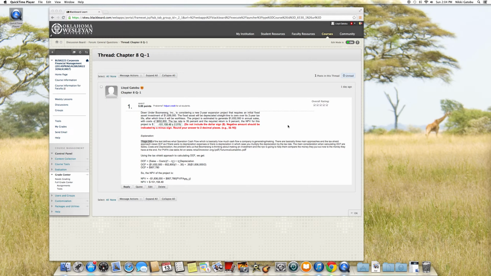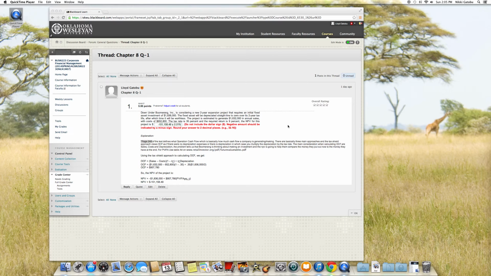Tax rate is 35%. Required rate of return is 9%, and they're asking us what the net present value, or the NPV, for this project is. Now the first thing we're going to do is calculate the OCF. OCF is the operating cash flow, and according to the text, pages 248, 249, and 250, there are 3 approaches to calculating the OCF, and we're going to go with the tax shield approach.